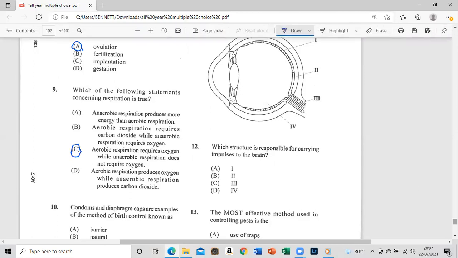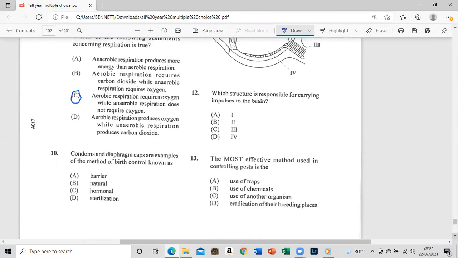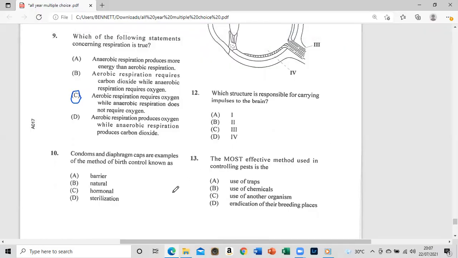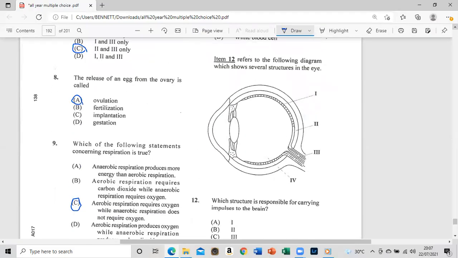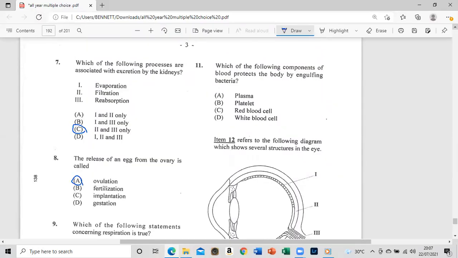Number 10. Condoms and diaphragm caps are examples of a method of birth control known as: A, barrier? Yes, that is barrier. Stop the barrier, my people. Education first. Let's move on to 11. Which of the following components of blood protects the body by engulfing bacteria? Is it plasma, platelet, red blood cell, or the white blood cell? It is the white blood cell.